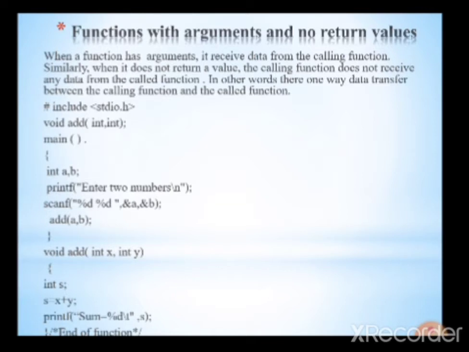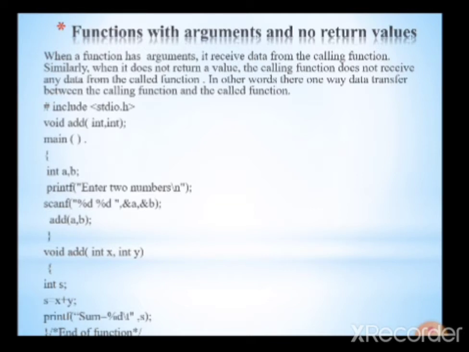and no return value. From the function definition, no value is transferred to the calling program or function call. So there is one-way data communication. From the calling program, data is transferred to the function definition, but from the function definition no value is transferred to the calling program.